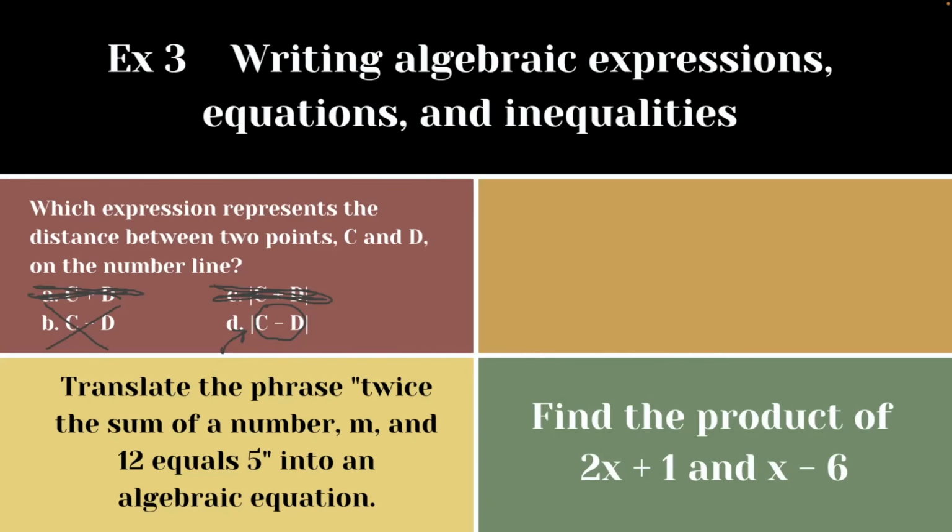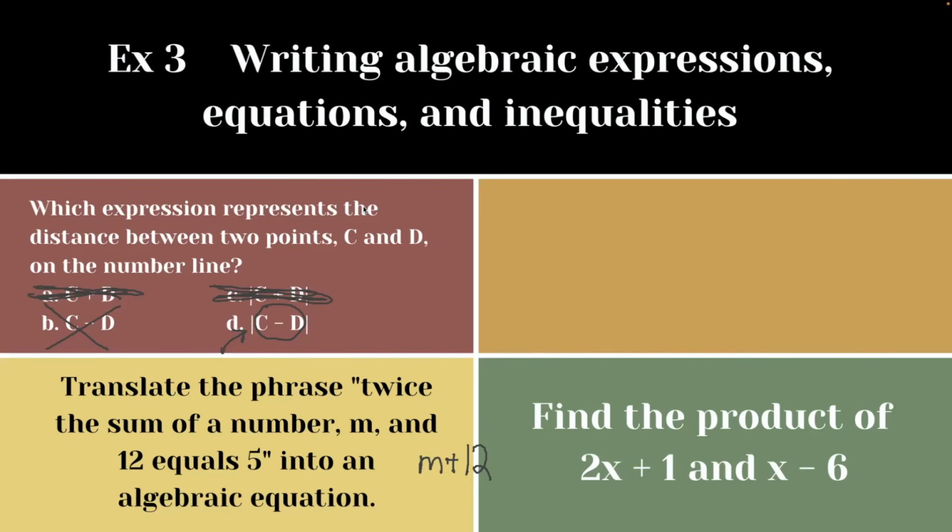It says, translate the phrase twice the sum of a number m and 12 equals 5. If I ask you for the sum of a number m and 12, what am I asking you for? The answer. The answer when I what? Addition. Yeah, if I ask you for the sum of a number m and 12, I'm asking you to add m and 12. Now, I think it's interesting that you said the answer. Sometimes I'll just cut out comments that my students make that don't apply, but I think most students would say that to me.